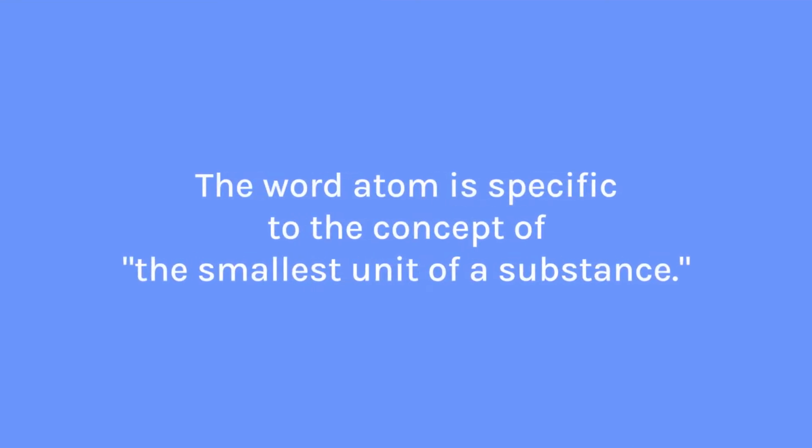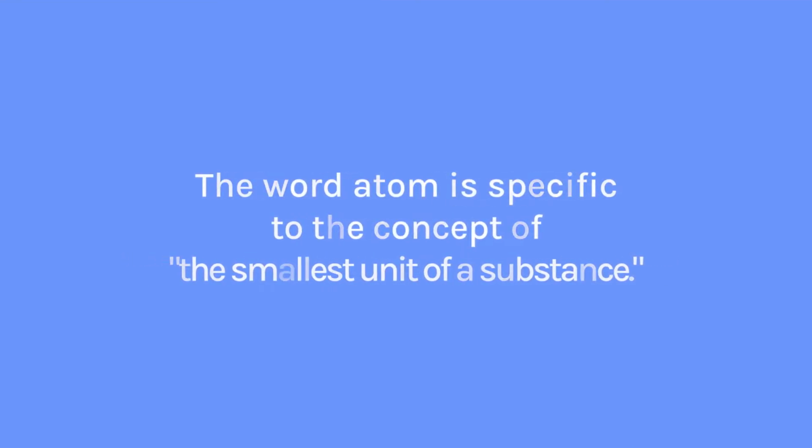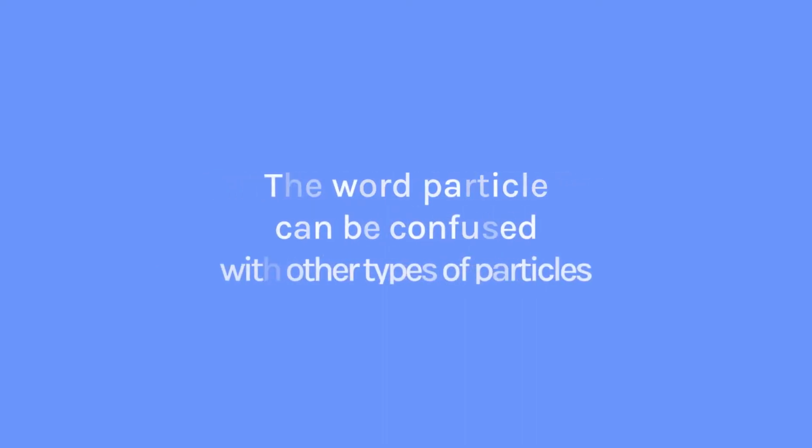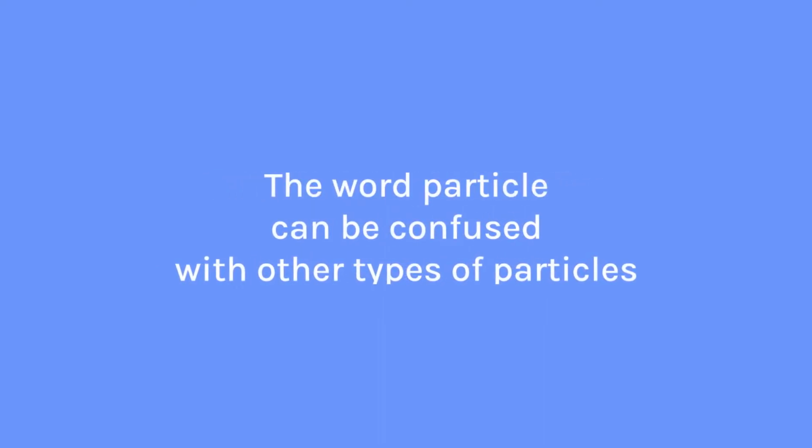If the authors wanted to discuss nuclear interactions, then the word particle would make sense. But the title of the book is Chemical Interactions. The word atom is specific to the concept of the smallest unit of substance in a chemical reaction. The word particle can be confused with other types of particles like sand or dust. And for chemists and physicists, it has a specific definition referring to subatomic particles.